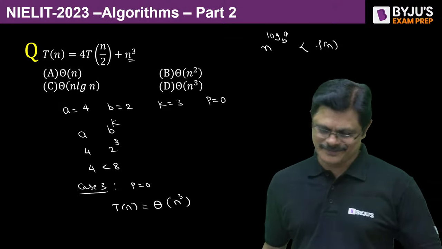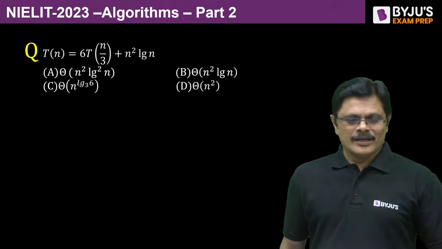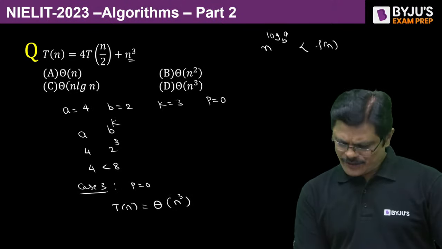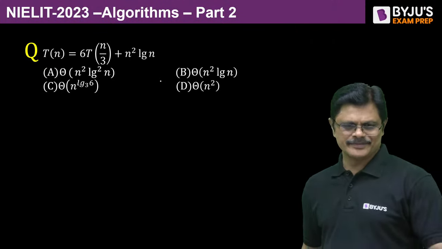Right? Wonderful. The next one, I think we answered now. So it is n cube, which is D answer. Next one.